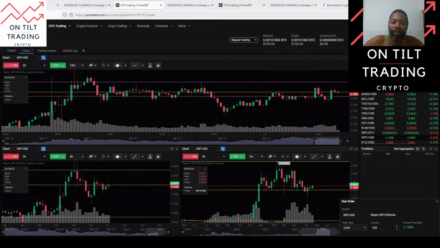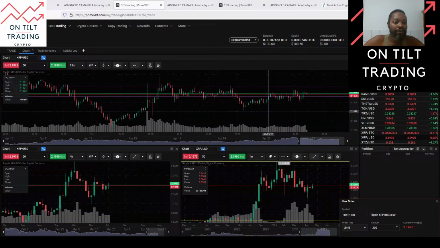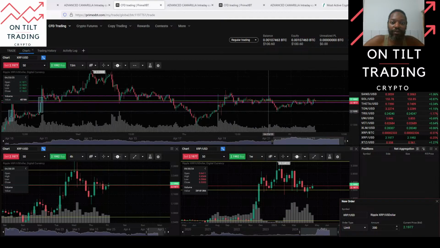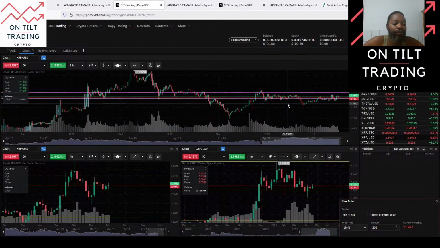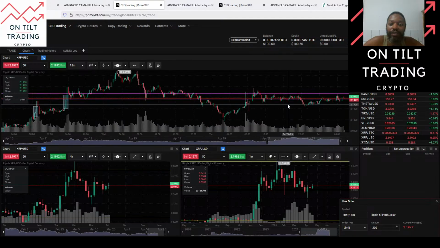So I would look for a breakout of this range. Can already see that it's been selling below this range and pulled back into it, and it's now currently staying on the lower end of this range here. And if we scale out, what I'm looking at today for Ripple is a potential short.